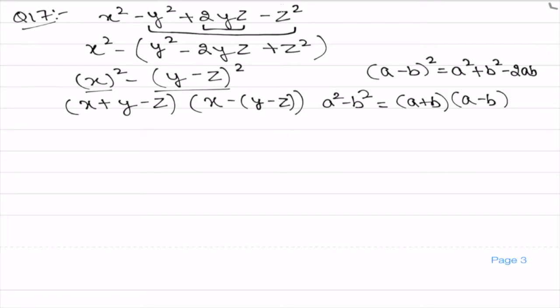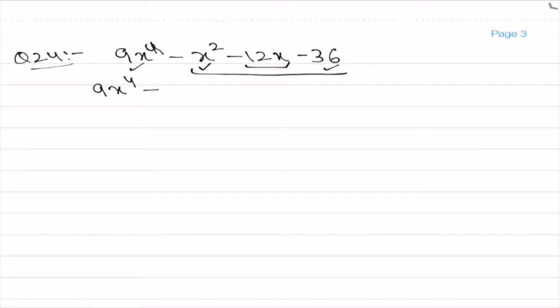Why I have put it in a bracket? Because outside negative sign. So when we will open, the sign will change. So when we will open, it becomes x minus y plus z. So these two are the factors of the given expression. These type of questions are very important. I'll explain this by taking one more example of similar type.